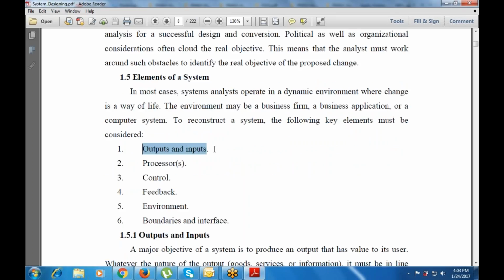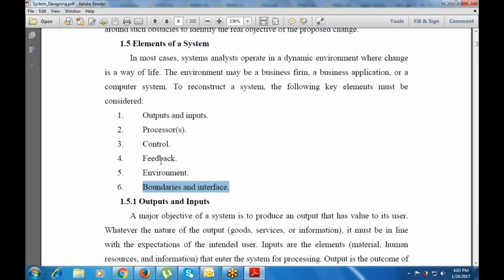What are the various outputs and the inputs? Then what are the various processors? Then control, feedback, environment, boundaries, and the interfaces. So these are the various elements available to construct a system. First is the outputs and the inputs. Then the processors. The next one is control. The next one is feedback. The next one is the environment. The next one is the boundaries and the interfaces.